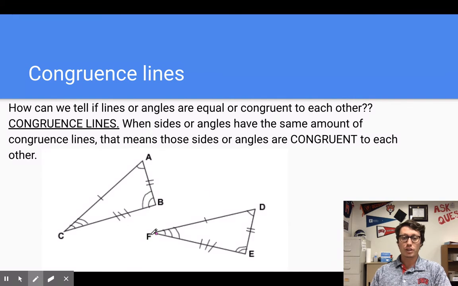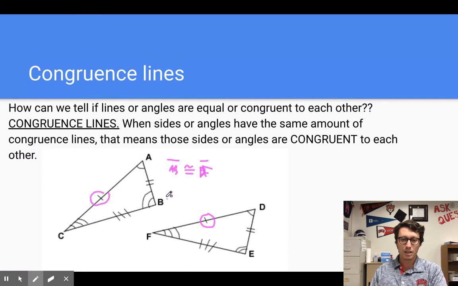Right, so if we look at these two triangles, we can see here that line AB, this line right here, has one little tick mark. We look over here, it matches one little tick mark. So line segment AB would be congruent to line segment DF. Again, apologize, terrible writing. That's a D. All right, line segment DF.